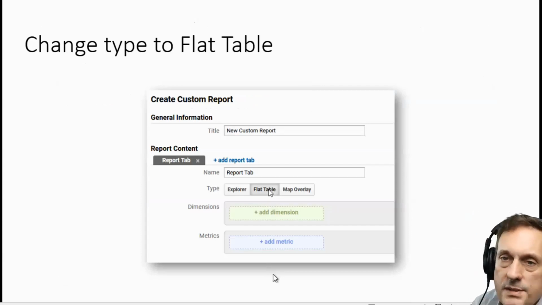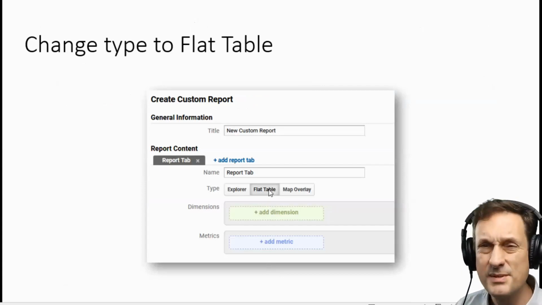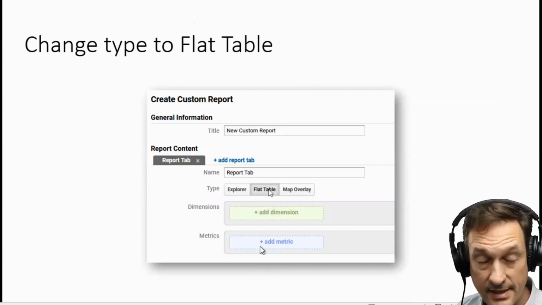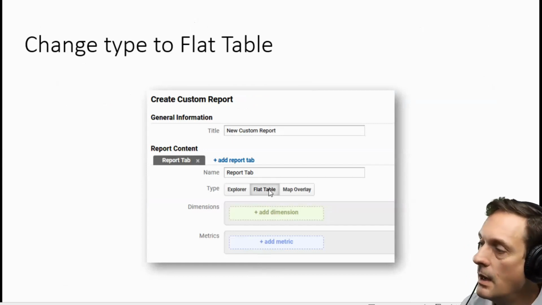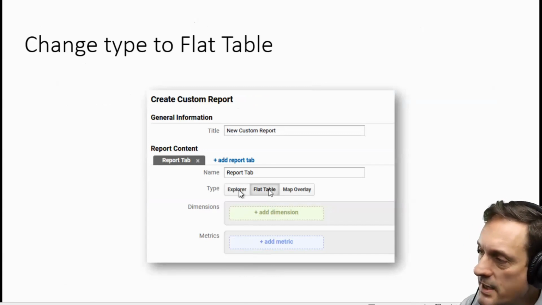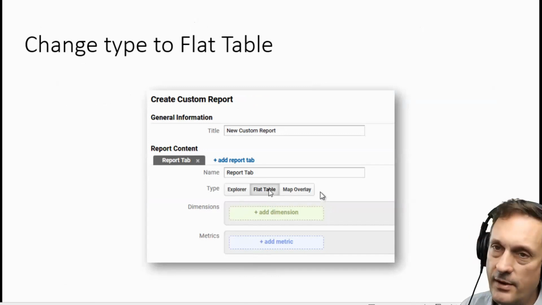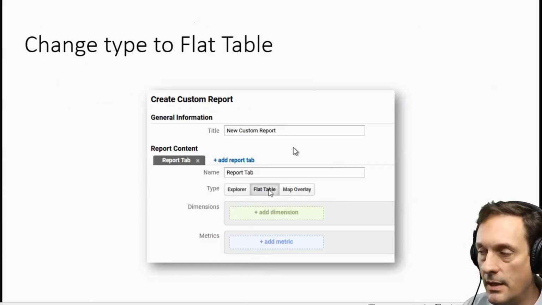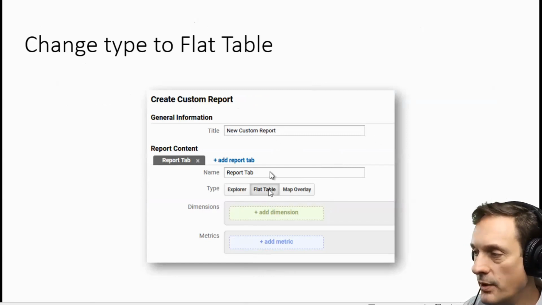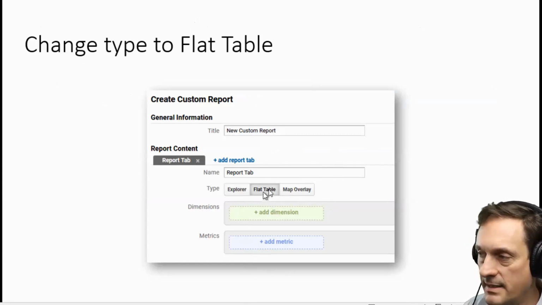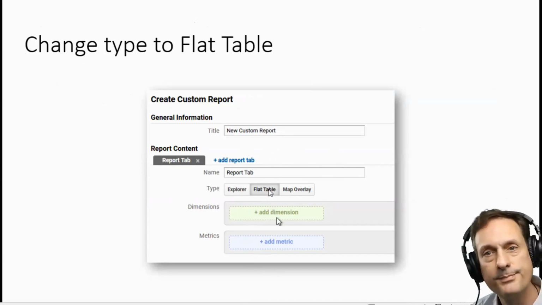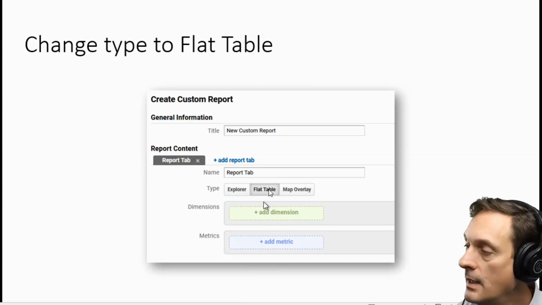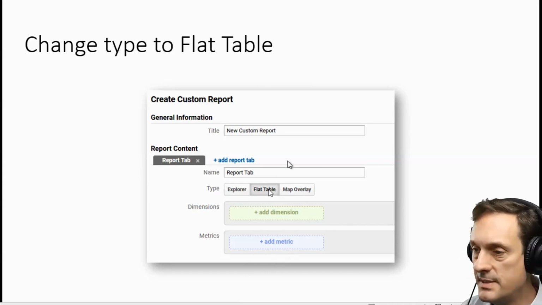Now, your custom reports that you're going to build in Google Analytics, pretty simple stuff, right? It's not easy, it's not hard. All you're going to have is a dimension and a metric, right? But if you use the Explorer or Map Overlay, they're very neat and everything, but it's too hard to build. So really, I always stick with Flat Table. When you click on Flat Table, it says, okay, sir, what are your dimensions? What are your metrics? And you add those, and then you build a table.